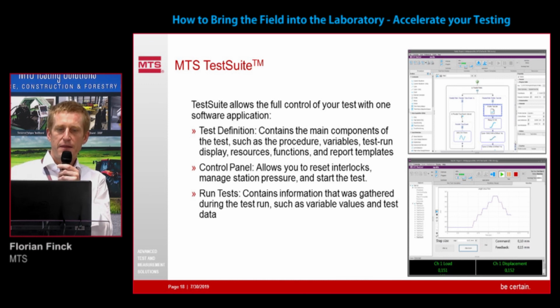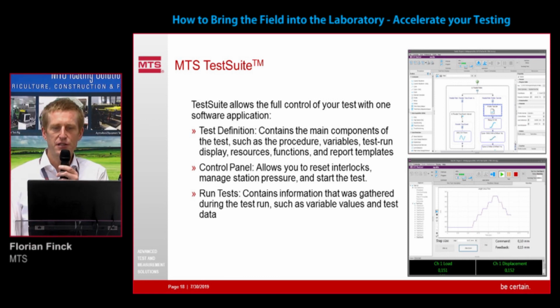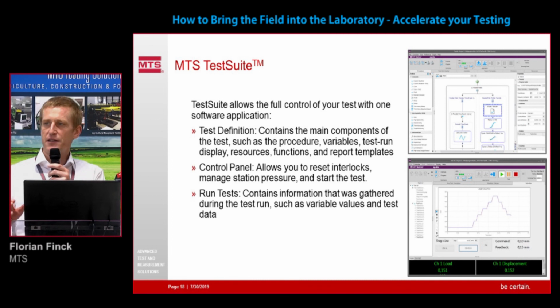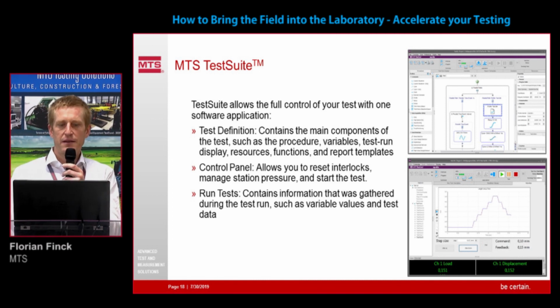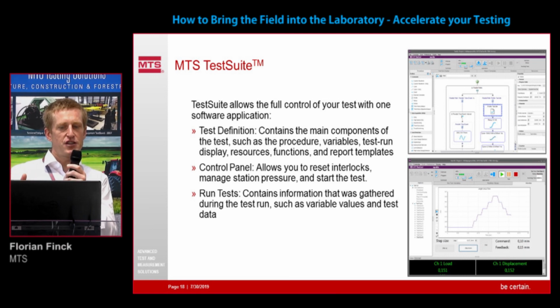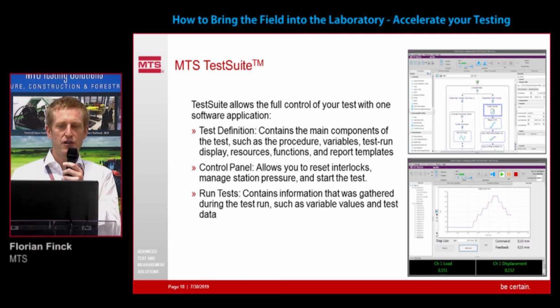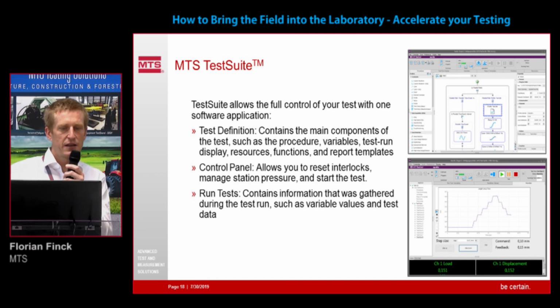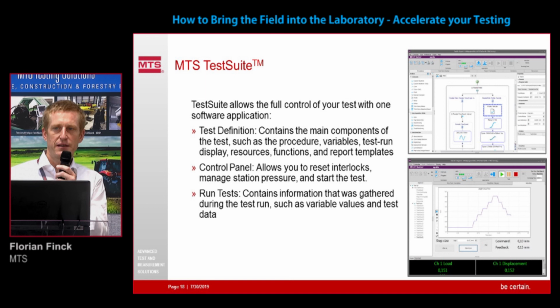Then there's a control panel that allows you to reset interlocks, to manage the station pressure, and to start the test. And then there's also the run test application, where you have information about the number of cycles you're in, or the time you're in, what the signals look like, a comparison of the target signals and the real data, and also maybe damage-related information about your specimen.